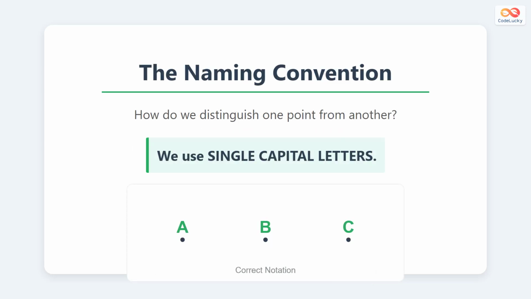Because points are everywhere in geometry, we need a standard way to name them so we do not get confused. The rule is very simple. We use single capital letters to name points. This is a universal convention used by mathematicians all over the world.